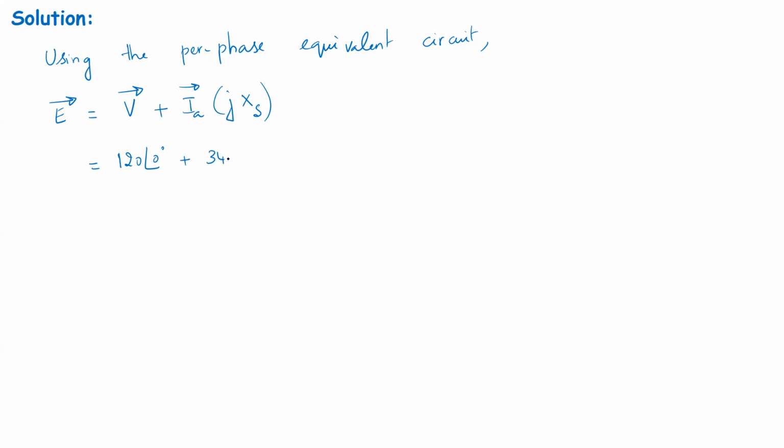It's 34.722 at an angle of negative 36.87 degrees. This is multiplied with 1.5J, which is the synchronous reactance value. So let me quickly do the math. I have a calculator that can do complex arithmetic, so it saves me a lot of time. I encourage you to have such a calculator if you don't have one already.